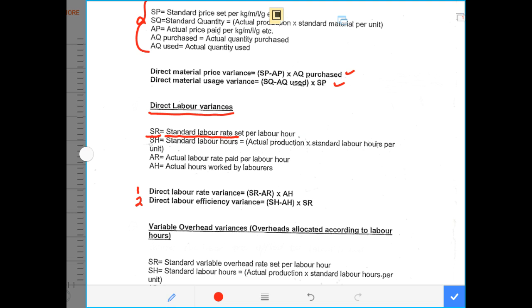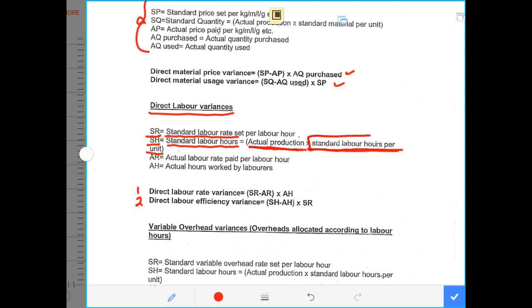We also need to know SH, which is the standard labor hours. These are the standard labor hours which we will be calculating, and they will also be based on the actual production times the labor hours per unit. So when we are calculating the standard hours, we need to know the actual or completed units, and we multiply that by the labor hours per unit.